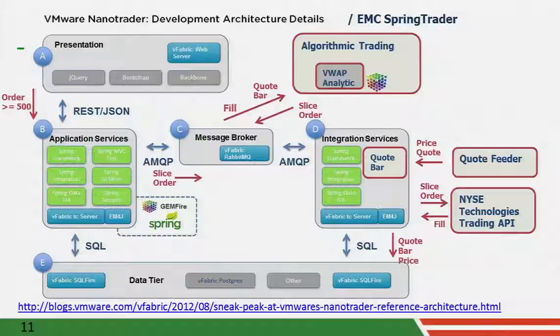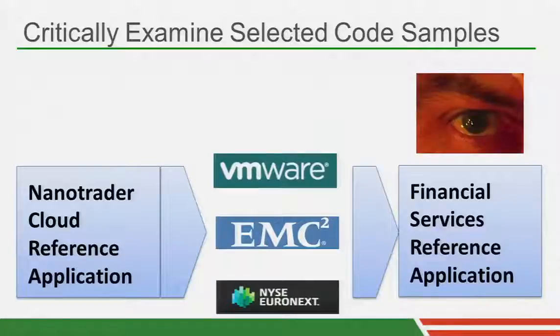So let's demo what we're about to look at here. What we just saw was the VMware NanoTrader, now called SpringTrader, cloud reference application, in a partnership with VMware and EMC Consulting and the New York Stock Exchange, all of us collaborating, working together as a team. EMC produced the financial services reference application with VMware, and then we're deploying it to the New York Stock Exchange.